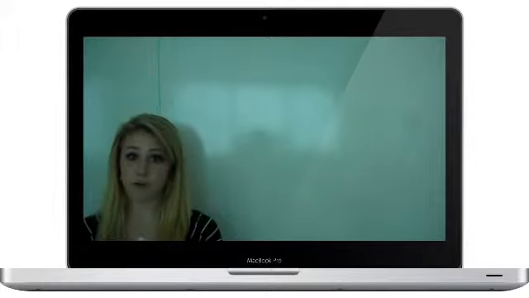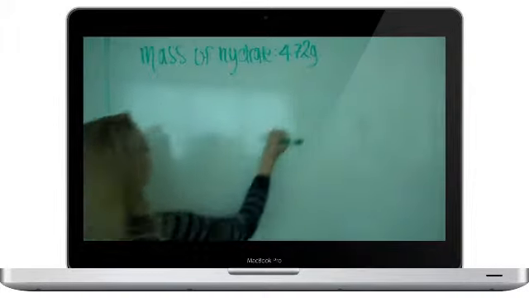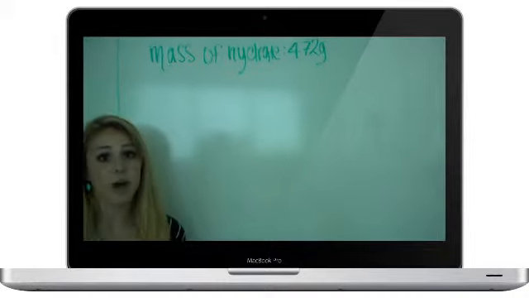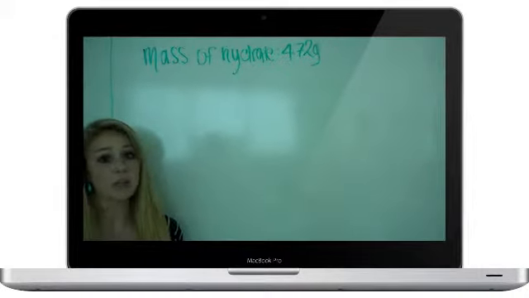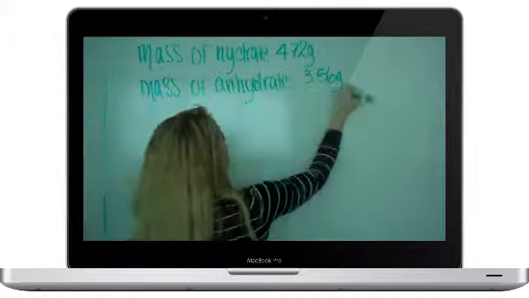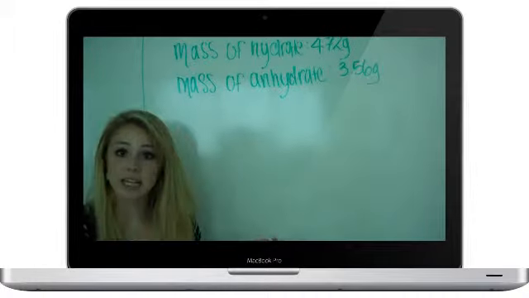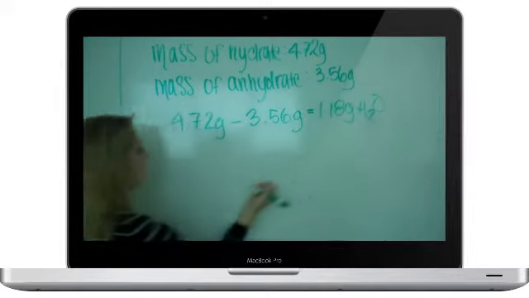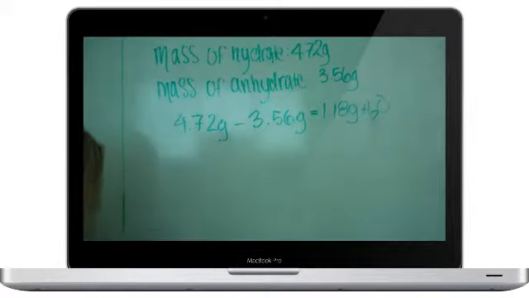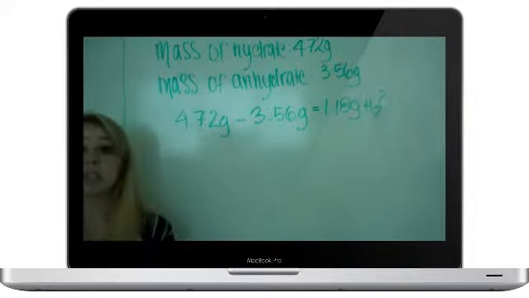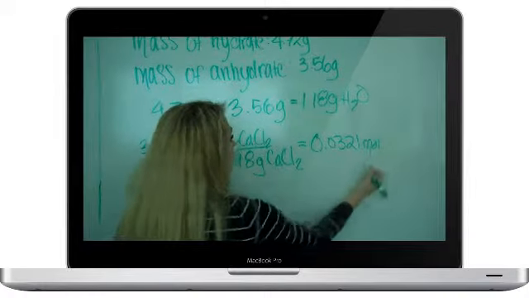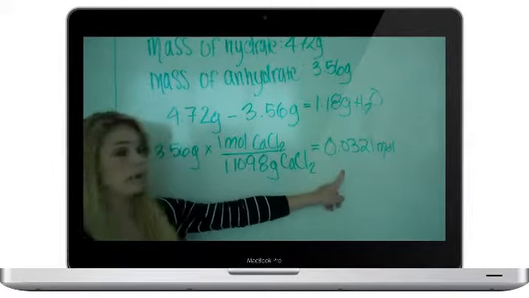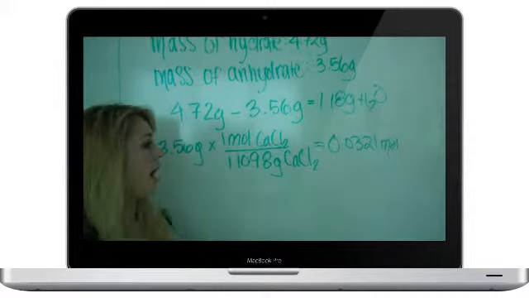First step to finding the formula for this hydrate is to mass the hydrate. Then, after heating, we want to mass the anhydrate. That's the one without the water. Subtracting these two will give us the mass of the water. Then, you want to convert the mass of the anhydrate to moles. This is the number of moles of calcium chloride.